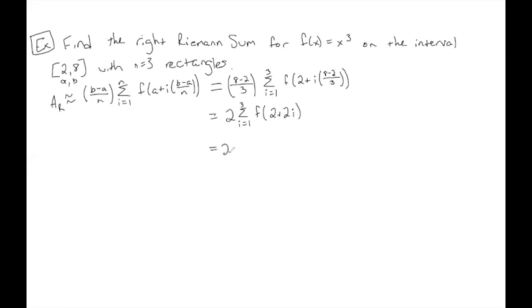And now finally our last step is to get rid of the f, right, to plug this in for x in the function. We just get 2 plus 2i cubed. And in this case, we're done. This is the right Riemann sum for this function on this interval with this many rectangles. Okay, how about another one? But this time, let's do the left.